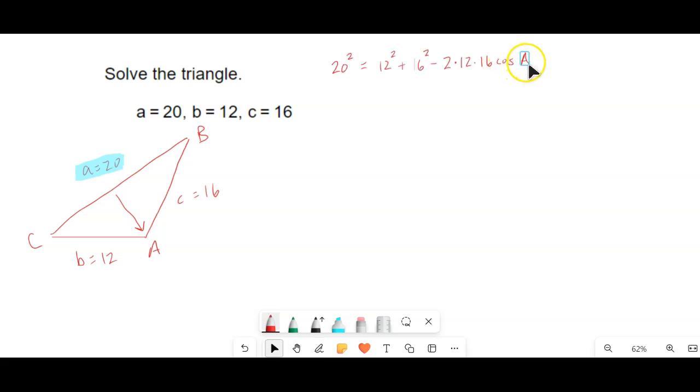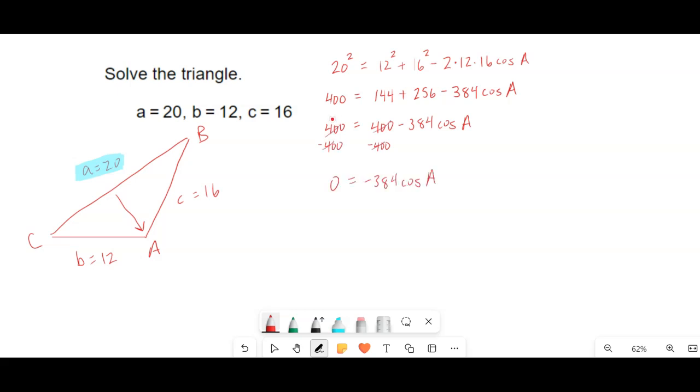Alright, so the only thing I don't know here is angle A. So I'm just going to isolate the cosine, get all of that other stuff to the other side. Alright, so when I get to simplify this, when I subtract away this 400 to isolate the cosine, you can see what's going to happen here. 400 goes away from both sides. We're left with 0 times the cosine A. That means the cosine of A has to be 0.